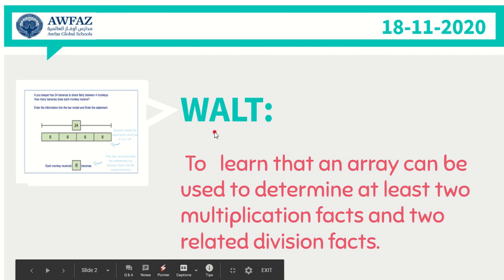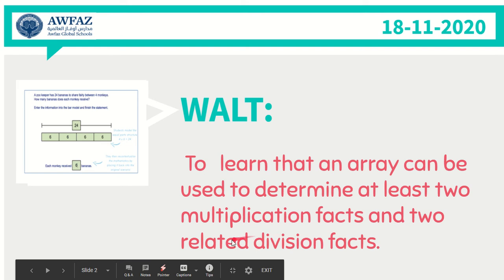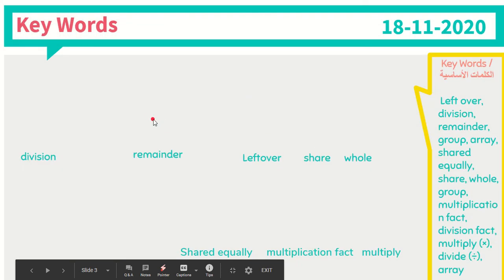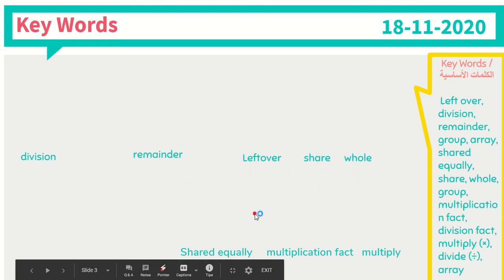Our learning objective for today is to learn that an array can be used to determine at least two multiplication facts and two related division facts. Now let's have a look at our key vocabulary. Division, remainder, leftover, share, whole, shared equally, multiplication fact, multiply, divide, array.